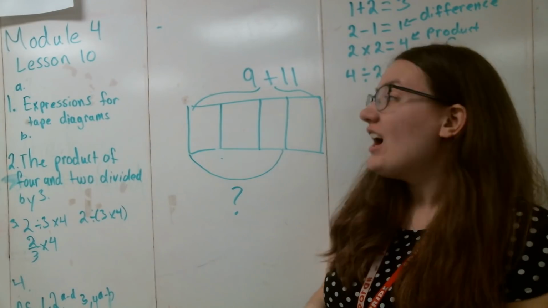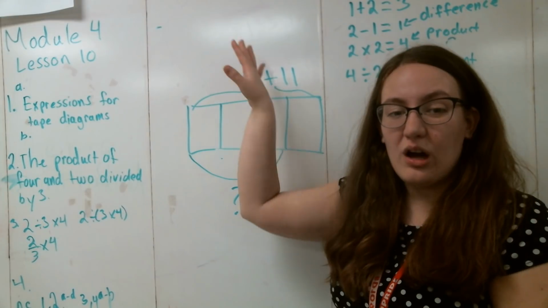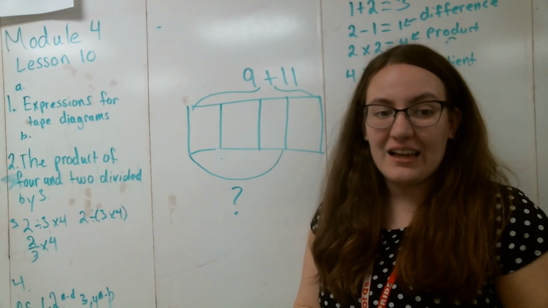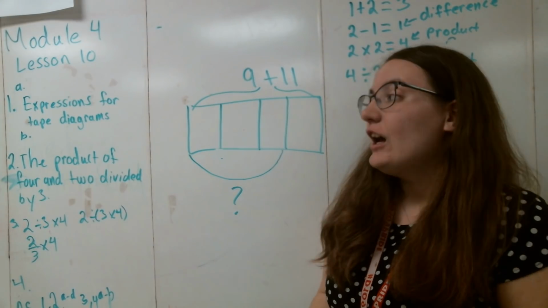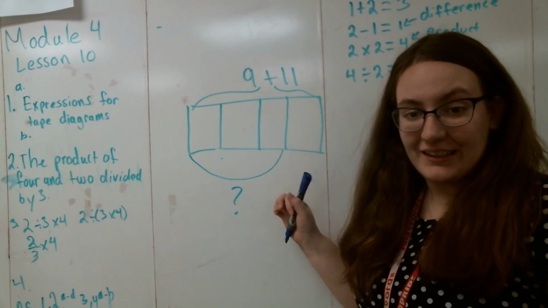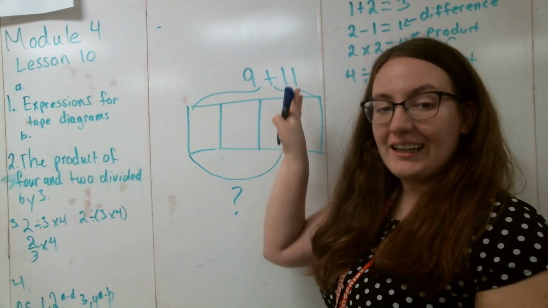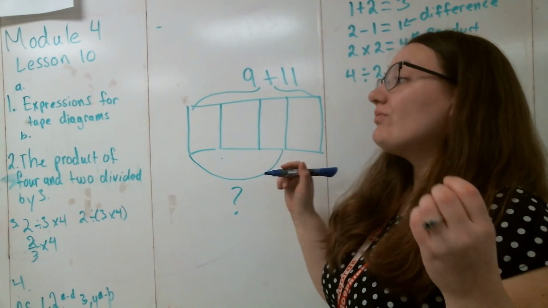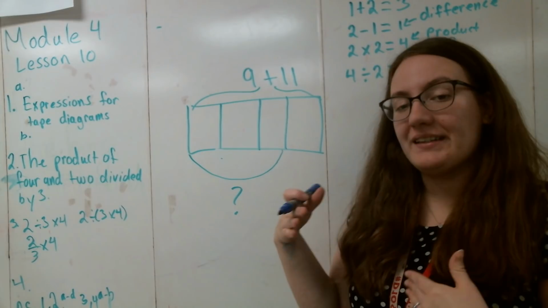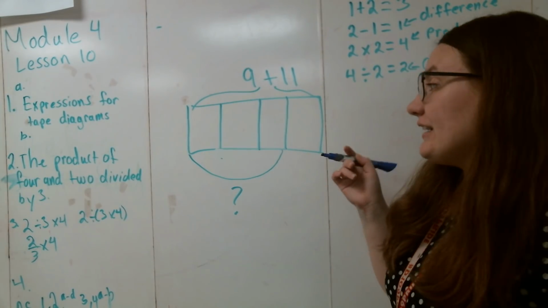Right now, I have something weird up here. I have 9 plus 11, and you might not know how to solve a problem that has 9 plus 11 up there like that. So in order to do that, I'm going to be writing a number sentence, and I'm going to figure out how to write that number sentence by looking at my model. I'm going to give you step by step how to do this, and then we're going to be doing another one after this.